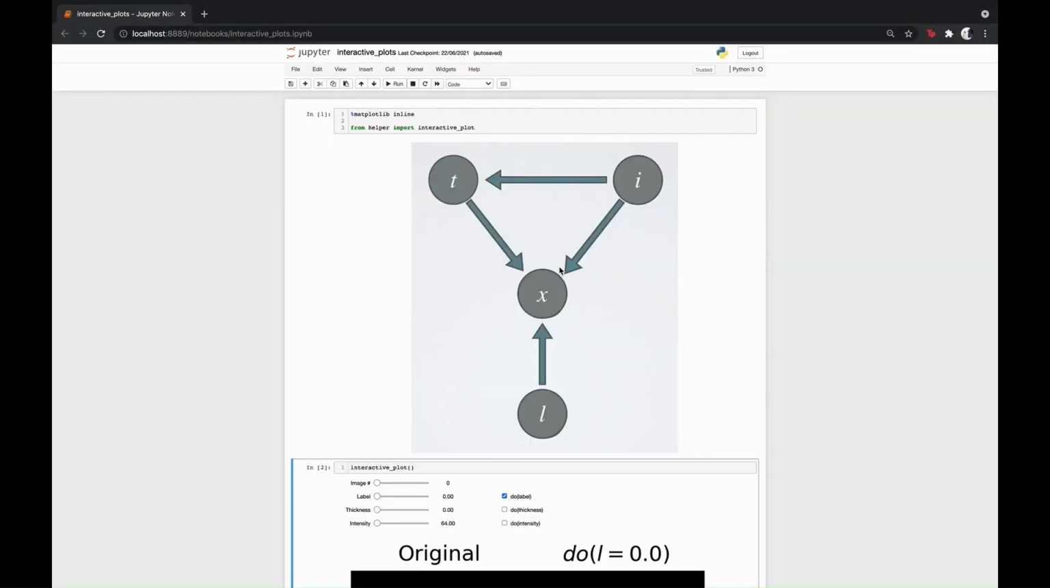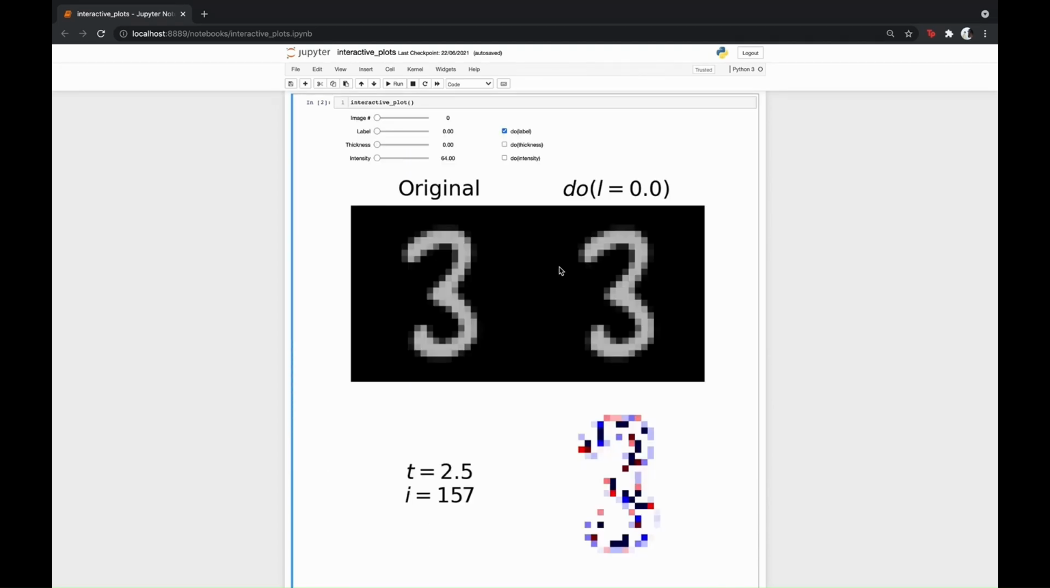Just to recap, here's the causal data generating process for the handwritten digits, where each arrow is modeled by a neural network. We can interact with the causal graph via this simple interface. The individual we observe in the present day is seen in the left column, with a line thickness of 2.5 and a pixel intensity of 157. We're also only doing this example for 3s and 8s, where 3s are encoded as 0 and 8s are encoded as 1. We can ask counterfactual questions by using the slider.